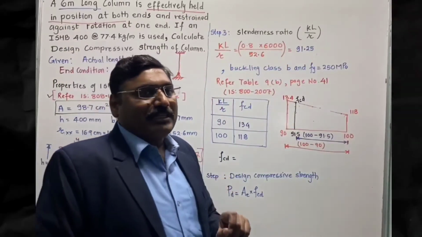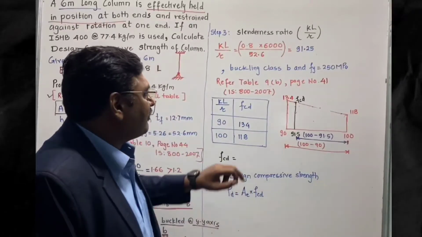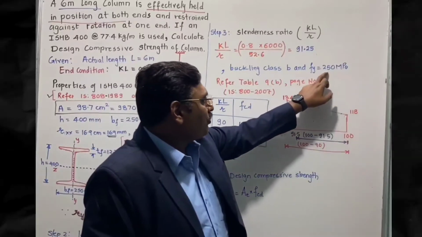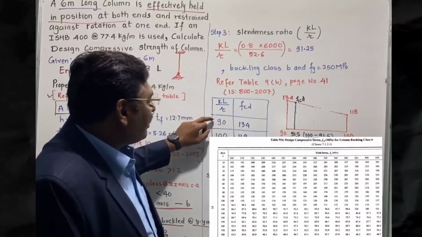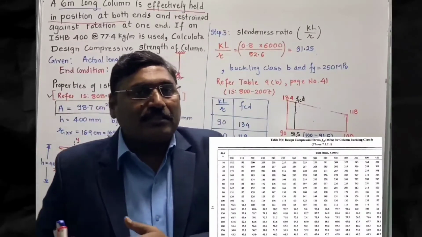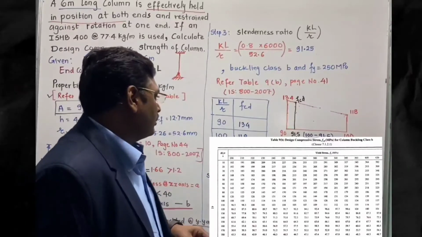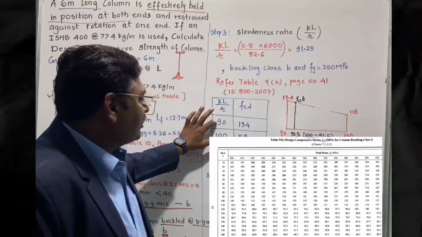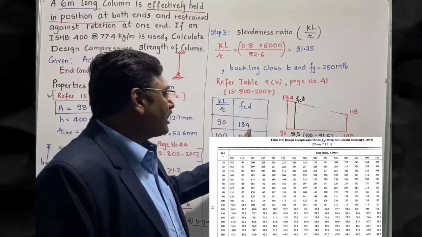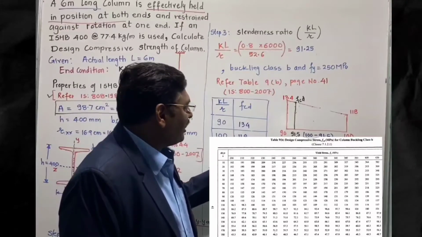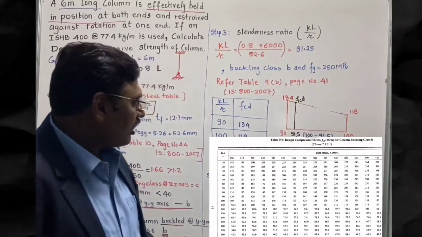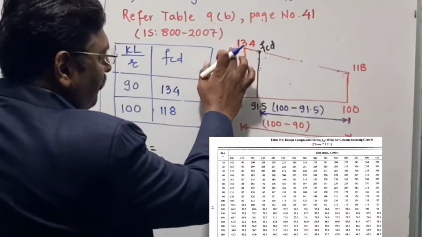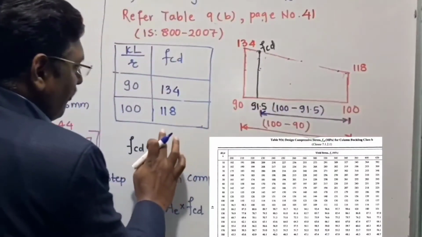So for buckling class B, table number 9B, which is given on page number 41 of IS 800 2007, for fy 250, we have seen the values. Values are given in the interval of 10: 10, 20, 30, 40, 50, 60, 70, 80, 90 and so on. So our value is 91.25, which is lying between 90 and 100. So we have taken the value for 90 as 134 and for 100 as 118 for yield stress 250. And then by interpolation, we will write here for 90 we got 134 and for 100 we got 118.